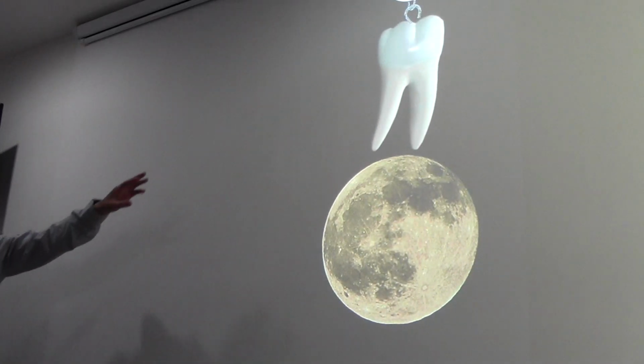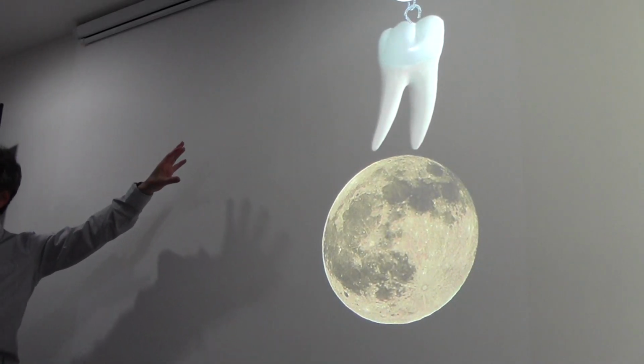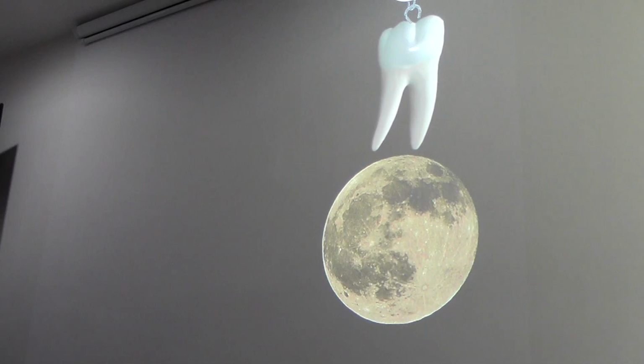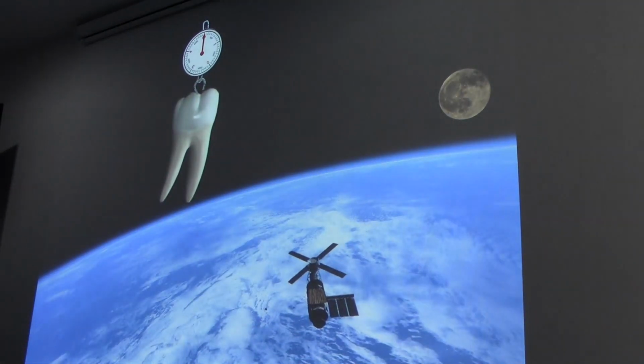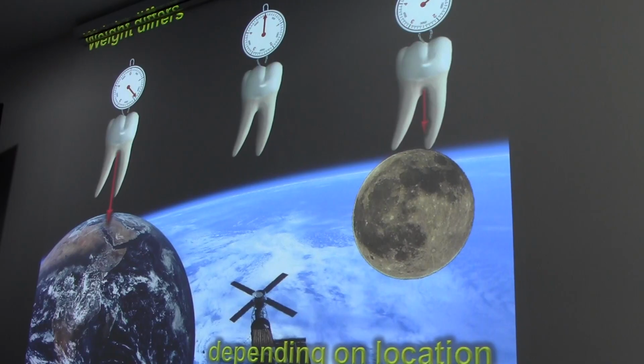But if it is on the Moon, weight is decreased because weight is a force between two objects. In space, the weight is zero here. Okay. So the weight is different, but the mass is the same.